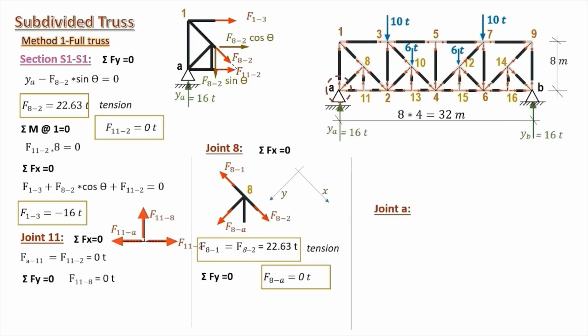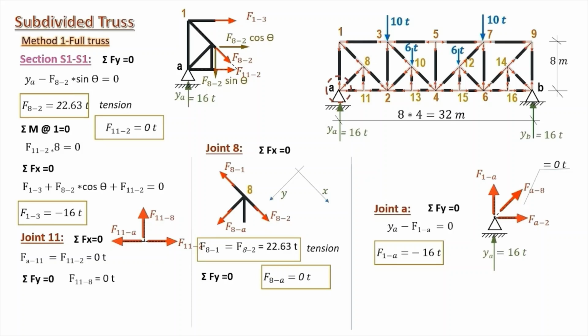We move to joint A. We extract it outside, and we recall that the force in A8 is already computed in the previous step to be 0. And taking forces in the y direction, we conclude that F1A equals minus 16 tons. Taking forces in the x direction, we conclude that A2 equals 0.